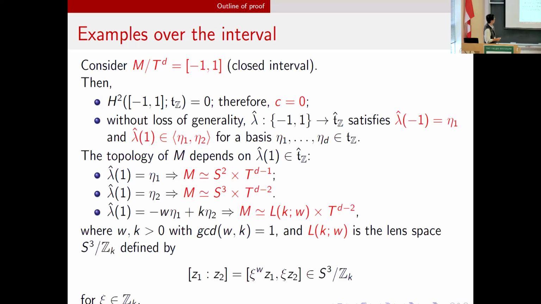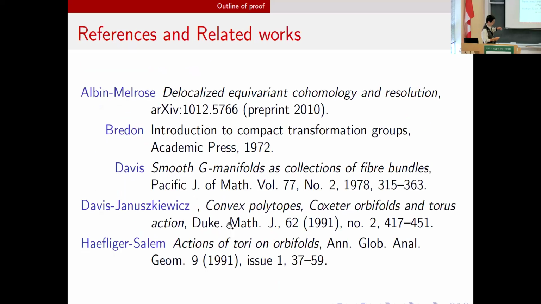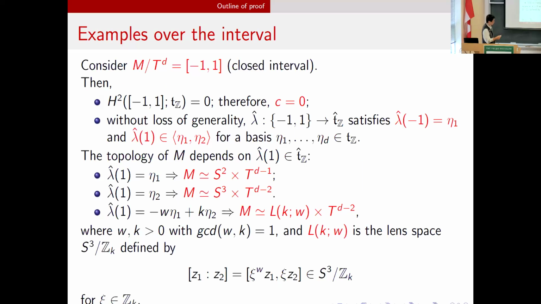And moreover, we can take this kind of element for lambda hat 1: minus w eta 1 plus k eta 2, because this lambda hat must be a primitive element. So w and k must have greatest common divisor 1. So in this case, the obtained M is a lens space times T^(d-2). And actually, this lens space is obtained by the free Z_k action in this way.